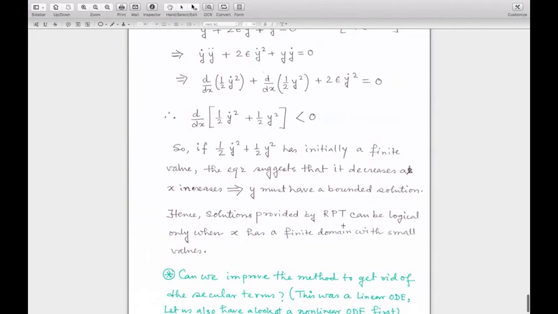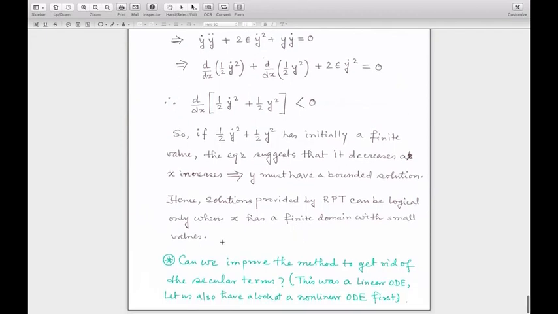So the solution provided by RPT can be logical only when x has a finite domain with small values. Although we started our regular perturbation theory independent of the domain of x chosen, we finally see that whether RPT will work or not depends on the domain of x. If the domain has small or moderate values, so that the maximum of x times epsilon is at best of the order of epsilon, then we are saved, otherwise there is a problem. Now the question is, can we improve the method to get rid of these secular terms?